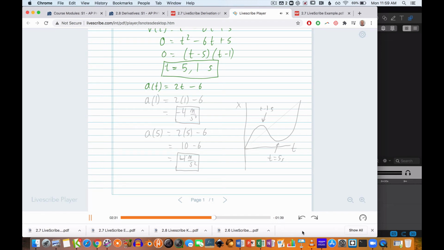So now we're just going to plug in those two times we just got. So a of 1, we substitute in 1 for t. That gives us 2 times 1 minus 6, which gives us minus 4 meters per second squared. That's our first answer. And then a of 5 gives us 2 times 5 minus 6, which is 10 minus 6, which gives us positive 4 meters per second squared. And there we go.